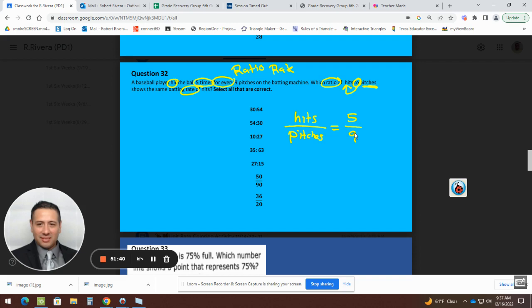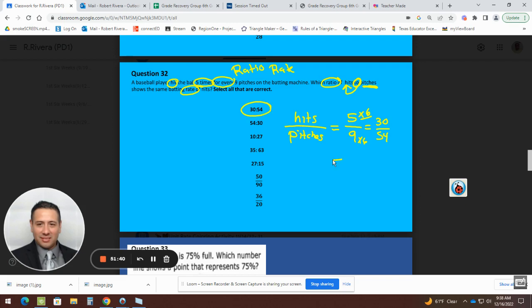Now, all these are possible ratios. They want to know which one matches. So I'm going to go with this guy first. Instead of cross products, you can do it like elementary too. You can say, okay, 5 times 6 gives me 30. What you do on the top, you do on the bottom. What's 9 times 6? 54. Thank you. So, do they match? Yes. So this is one answer.